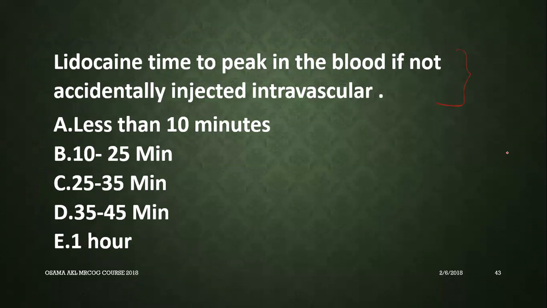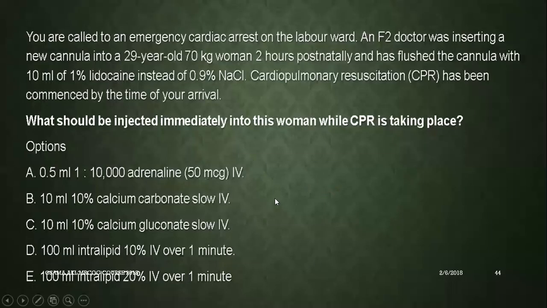Yes, sir. What is the time to peak of lignocaine in the blood if not accidentally injected intravascular? So we inject it inside the tissue, and some of it will pass to circulation. What time does the peak take to occur? It should be 10 to 25 minutes. All right. And if accidentally injected intravascular, the peak will take? Immediately. You are injecting it intravascular. Okay, thank you.